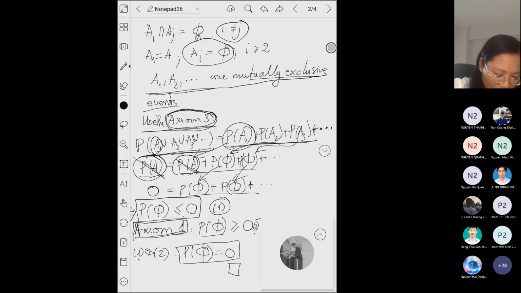Axiom 1 tells us that the probability of the empty set is greater than or equal to 0. From the first equation and the second equation here, we have the probability of the empty set equals 0. Do you understand? If you understand the proof that the probability of the empty set equals 0, please write Y on the comment box. If you don't understand, please write N.